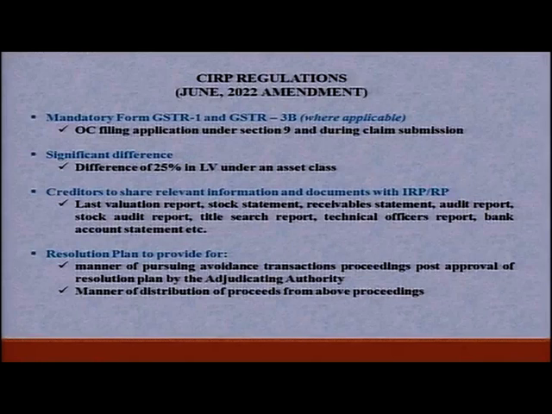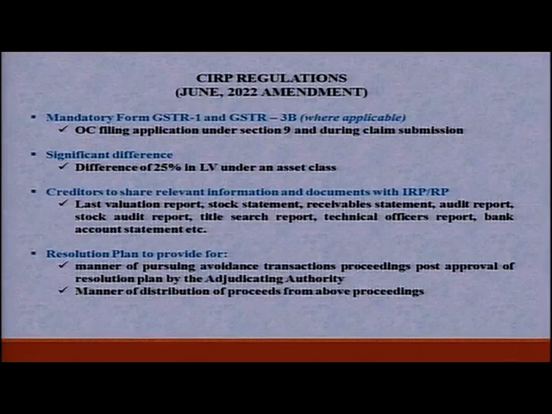Secondly, we have provided the definition of significant difference, which was earlier not there. We have said that a 25% difference between the valuations done by the two registered valuers of the assets of the corporate debtor would be considered a significant difference. And if there is a significant difference, a third valuation professional could be appointed for valuing the assets of the company.